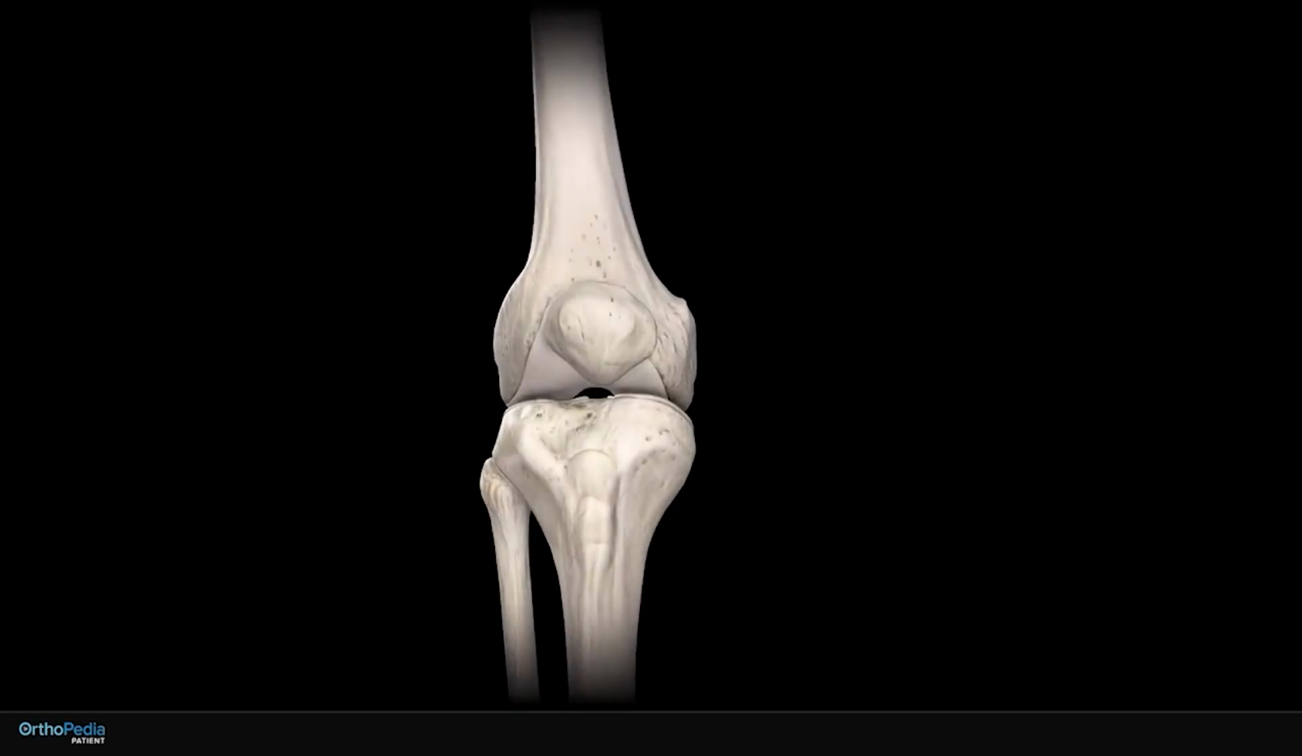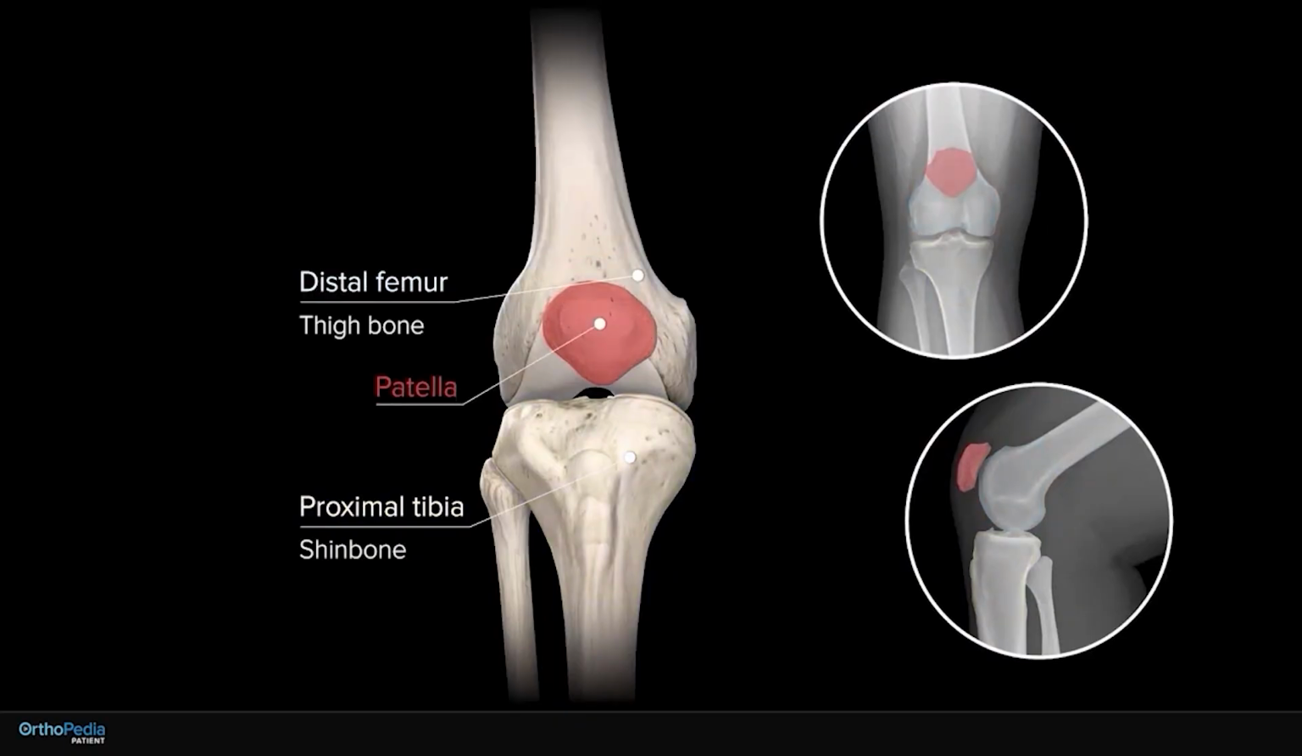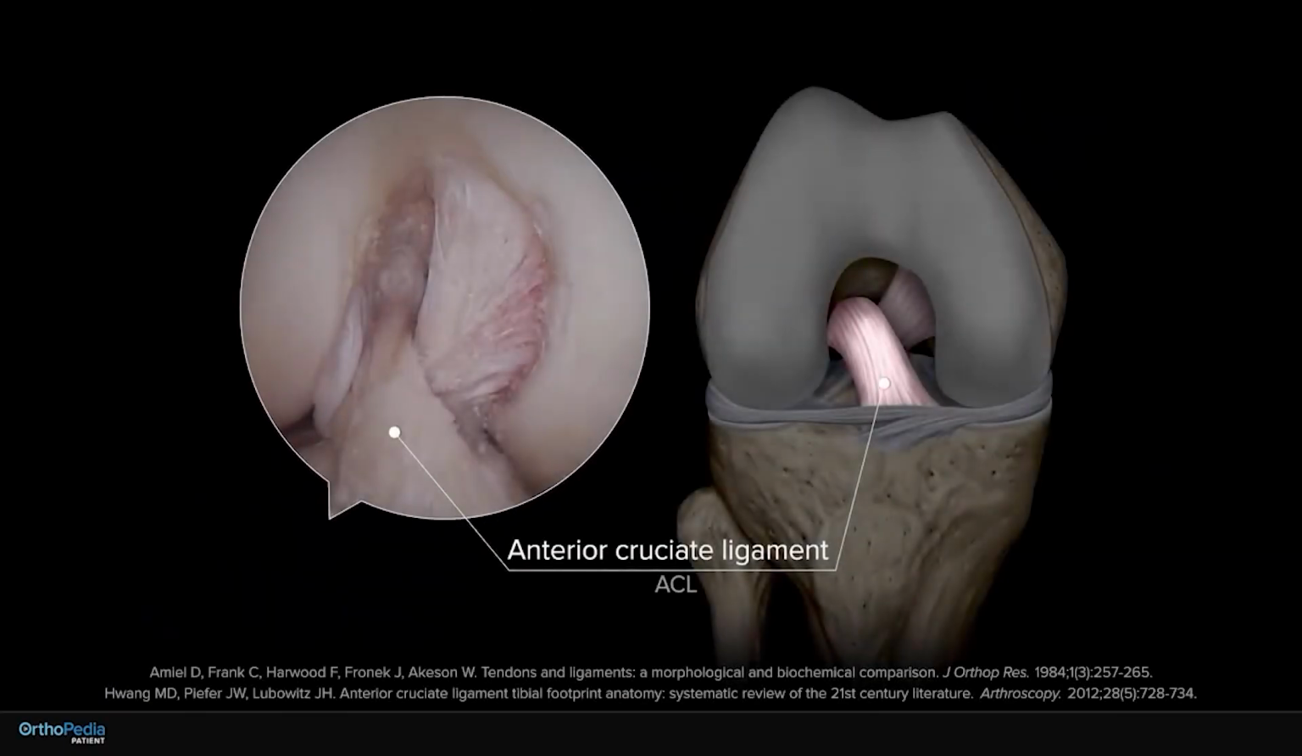The 3 main bones in the knee are the distal femur, or thigh bone, the proximal tibia, or shin bone, and the patella, or kneecap. The ACL itself is a little over an inch long, or about 3 centimeters. Deep in the joint, it is attached to the thigh bone here and to the shin bone here. The image on the left is a picture of the ACL during an arthroscopic surgery.